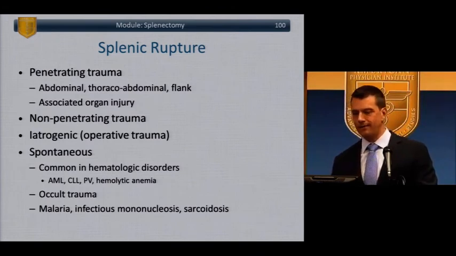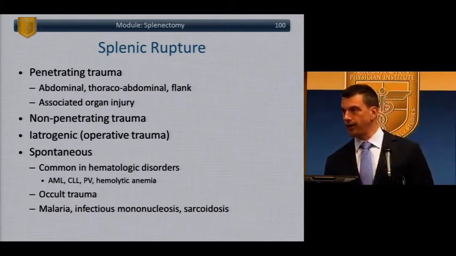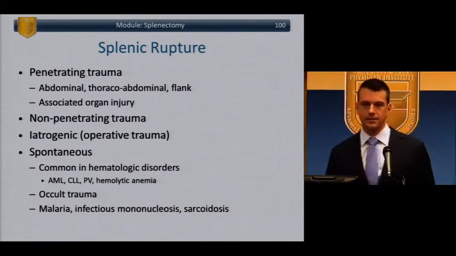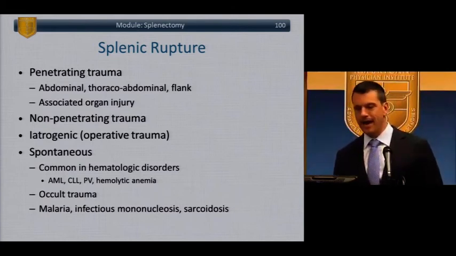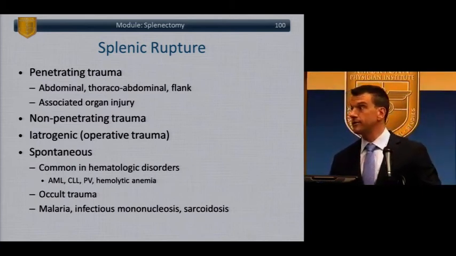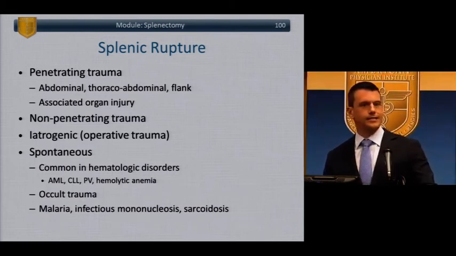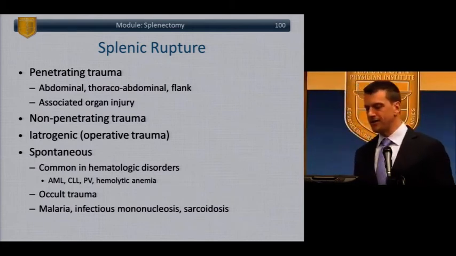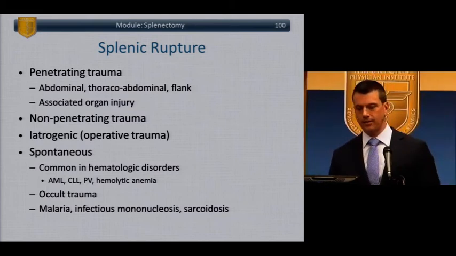So penetrating trauma, either abdominal or thoracoabdominal or flank. If there's associated injury, that may be an important reason to go. Remember, non-penetrating blunt injury is probably more common, just as we see less penetration. It can be iatrogenic, again, remobilizing the colon, or some other tumors can get into splenic bleeding. And then spontaneous, with some of the hematologic disorders: AML, CLL, polycythemia vera, or the hemolytic anemias may just result in a spontaneous splenic rupture. Occult trauma can occur. Sometimes these patients form big pseudoaneurysms and don't recall the antecedent trauma. Malaria, infectious mononucleosis, and sarcoid can result in a very large spleen, which can also spontaneously rupture.